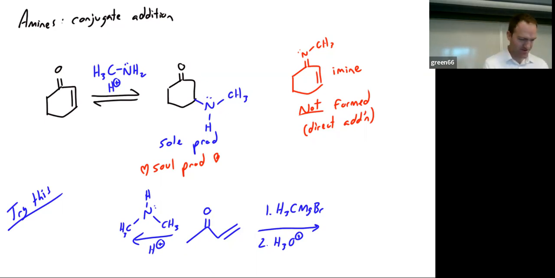Tertiary alcohol on the right. I love it. So would that be a direct or a conjugate addition? It'll be a direct because we have a very direct electrophile and nucleophile. So the CH3 here is going to attack right at the carbonyl to make a tertiary alcohol.